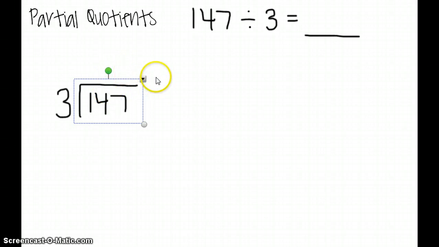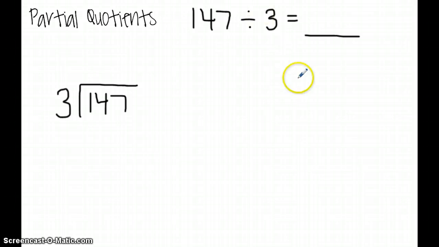We're going to do 3 times 10 is 30. 3 times 20 is 60. 3 times 30 is 90. 3 times 40 is 120, which is close to our 147. So we're going to write that one out to the side. We know 3 times 40 equals 120.